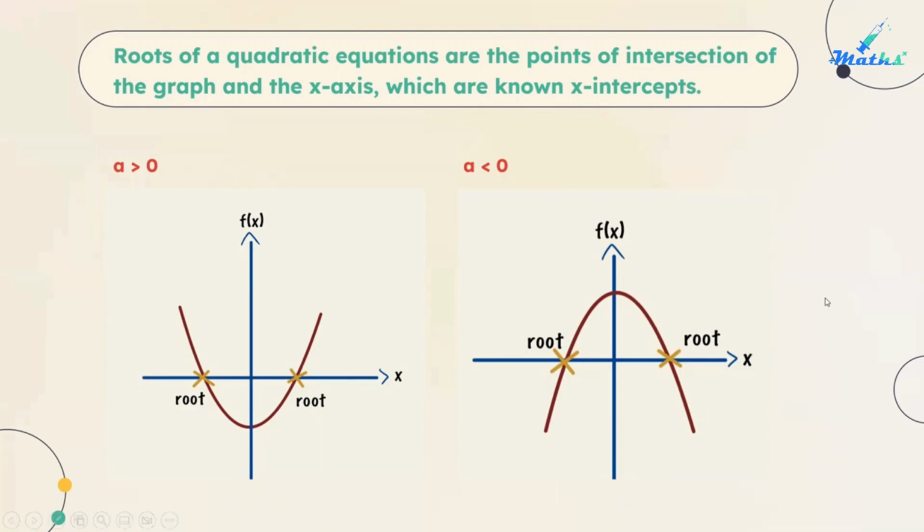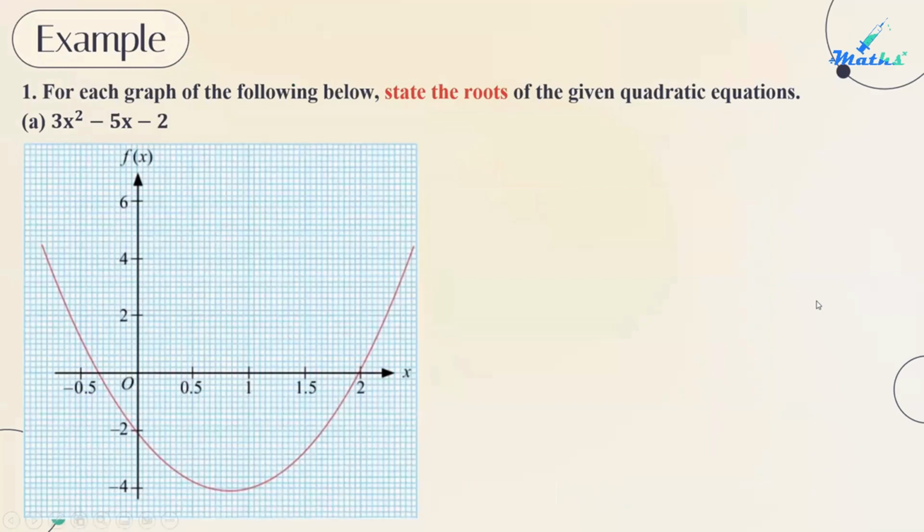Let's see some examples. For each graph below, state the roots of the given quadratic equation. 3x squared minus 5x minus 2. Look at the graph. Where should the roots be? Find the points of intersection of the graph, where it touches the x-axis. The answer is negative 0.35 and 2.